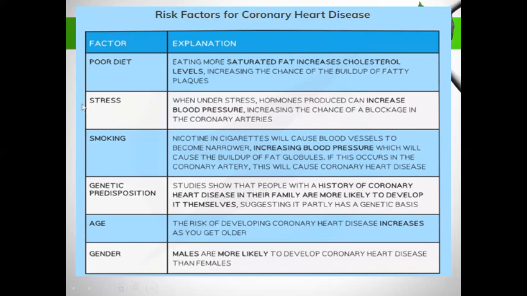Now the second factor is stress. When under stress, hormones produced can increase blood pressure, increasing the chance of a blockage in the coronary artery.